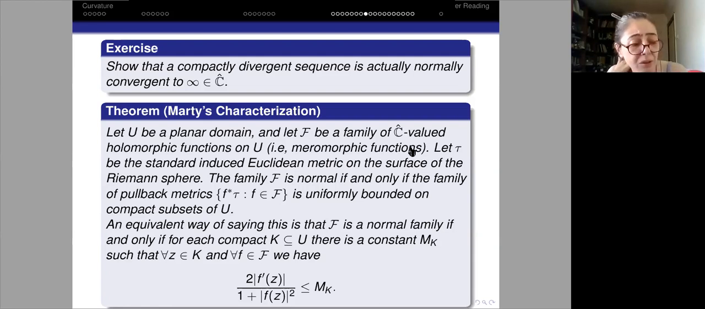Now, an equivalent way of saying this is that F is a normal family if and only if for each compact set K in our domain U, there is a constant M_K such that for all z in this compact set and for all f in our family, we have 2 magnitude f prime z over 1 plus magnitude f z squared less than or equal to M_K. Now we want to prove this theorem.